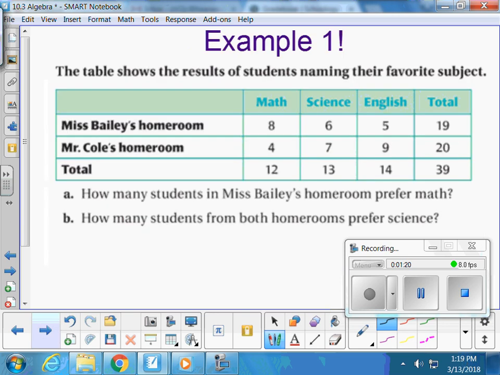So we'll be doing charts today that'll be missing different entries, and we'll be solving for the missing entries. All right, let's answer some questions. This looks like they surveyed 2 homerooms and found out the kids' favorite subjects. How many students in Miss Bailey's homeroom prefer math? We'll look for Bailey, follow across and look for math. Bam! 8 kids. Sound good? How many students from both homerooms prefer science? So you can find your science column, follow it down. 13 total people like science, and then there you have it. Make sense? Easy peasy.